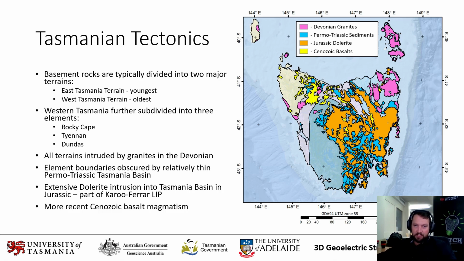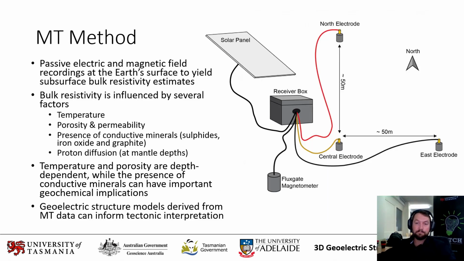And much more recent, we have the eruption and emplacement of Cenozoic basalts. So taken together, this post-Carboniferous cover really complicates interpretation of the basement. And in order to do that, you need a geophysical method that can peer through this cover. And this is where MT comes in.